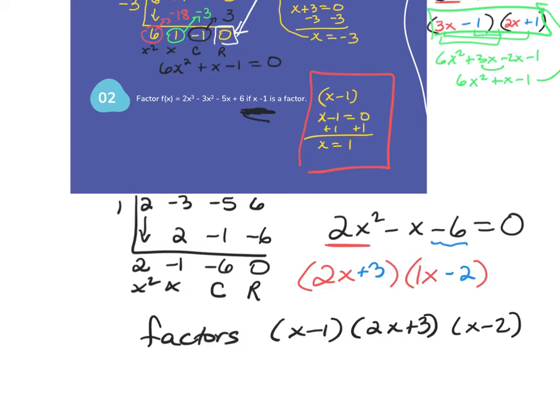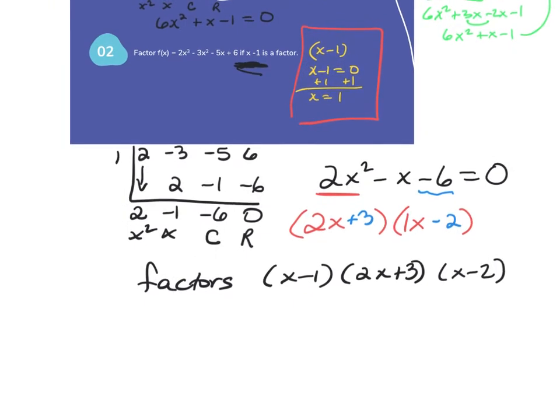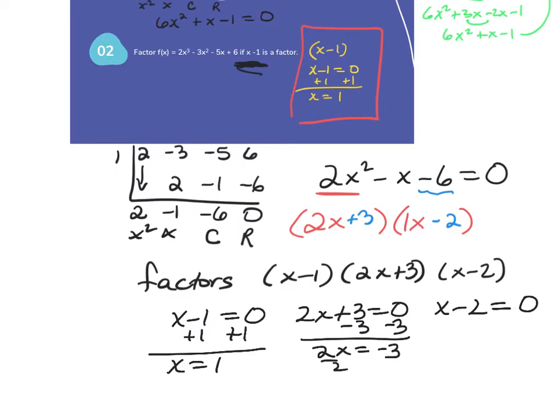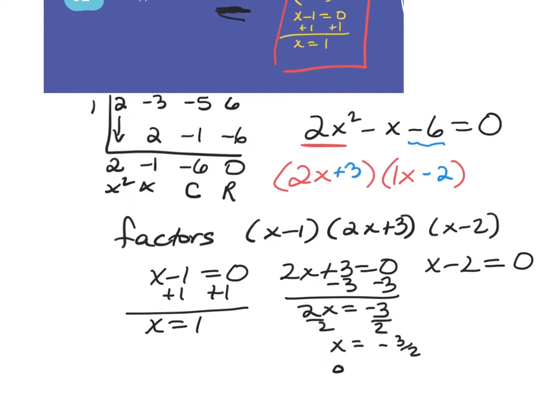These are the factors. To find the zeros or the x-intercepts, you're going to set each one equal to 0, solve each one for x, so I will add 1 here. My first 0 is at positive 1. My next 0 is going to be at negative 1/2, or negative 3 over 2. Now, on WebAssign, I believe it's asking you to leave it as negative 3 over 2. And then add 2, and x equals positive 2. These are your three zeros.